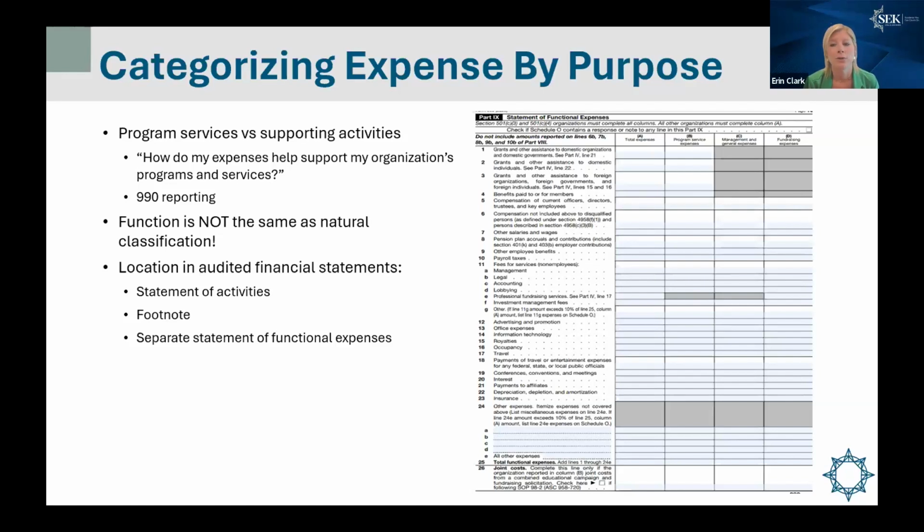And then again, for those of you that are subject to an audit or may even have a review or even a compilation with footnote disclosures, there are a couple different geographical places that you may find the breakdown of functional expenses in your financials. It could be part of the overall statement of activities. It could be part of a separate footnote within the notes to the financials, or you could have a separate statement of functional expenses as part of the basic financial statements.